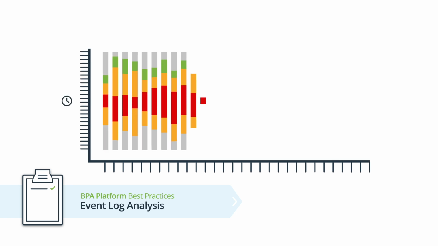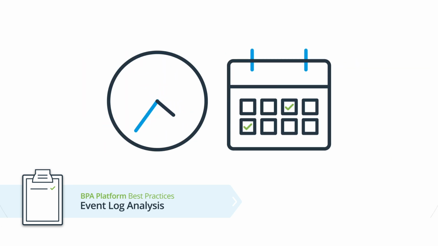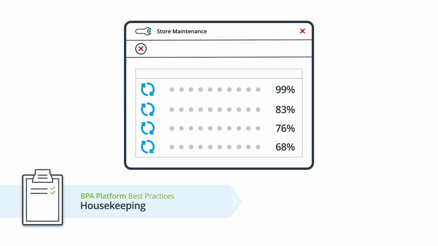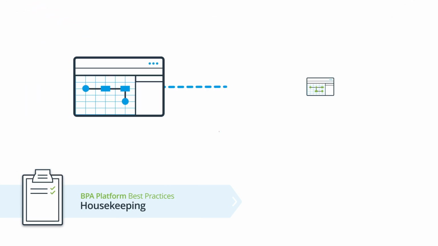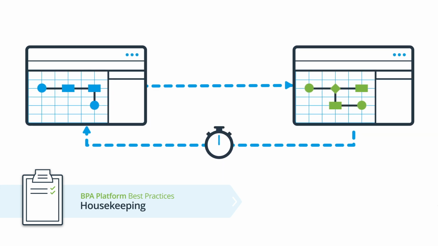Use BPA Platform's 28-day event log to optimize task scheduling and load balancing. Clear memory repositories regularly and validate task dependencies to prevent deadlocks.